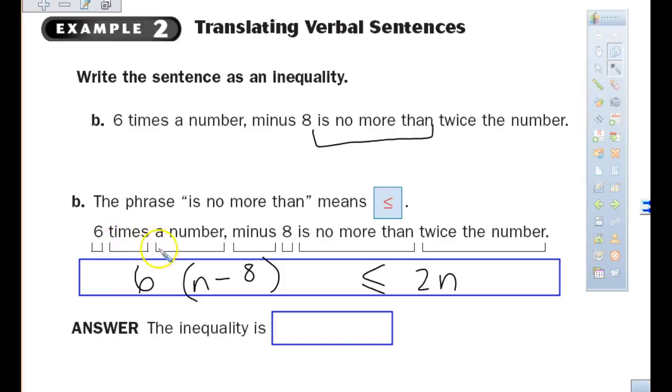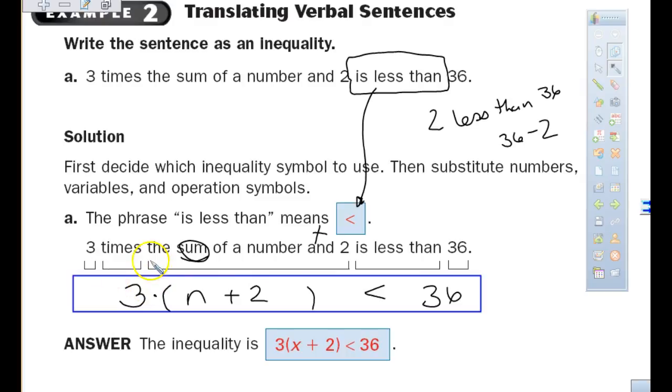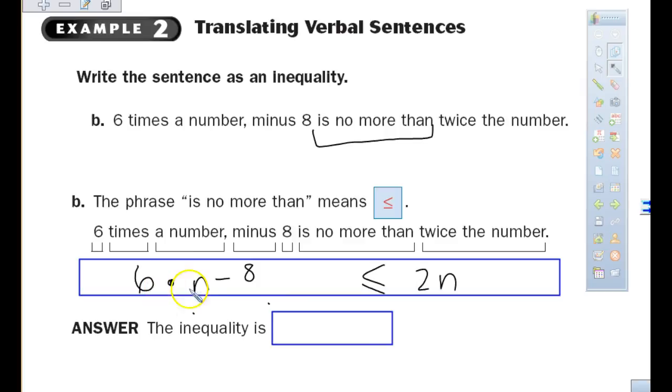Because it says 6 times the number. Because we actually have to take 6 times the number first. So that means 6 times n minus 8. Whereas the other phrase said, I gotta look back at it, 3 times the sum. If it says 3 times the difference, then we have to have a parenthesis. So these are good ones and they're kind of tricky. So that's why these two, it kind of makes sense to put them together that we need to look at. So this one should just be 6n, right, minus 8, less or equal to 2n.